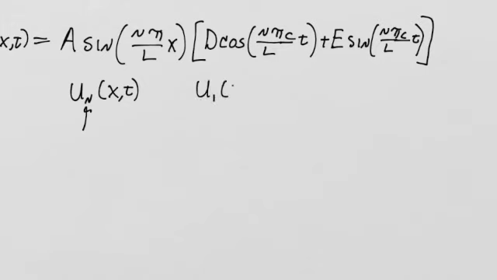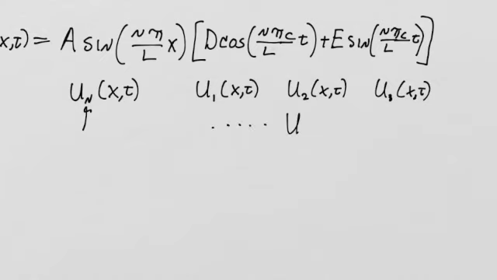I'm dealing with u1 of x and t, u2 of x and t, u3 of x and t, etc., etc., etc. And I'm dealing with un, where n is some number greater than 3 in this case, of x and t. All of those are solutions, and each one is going to be different by its value of n and possibly its value of a, d, and e. We kind of haven't really figured that out, right?